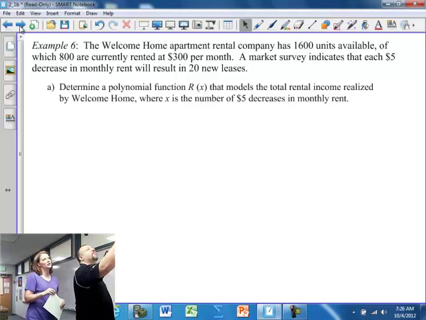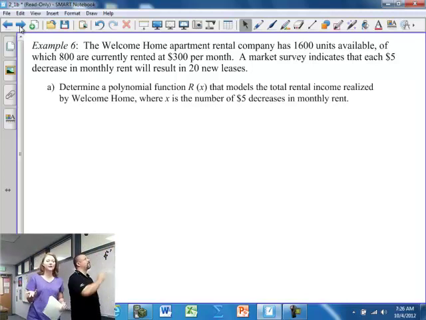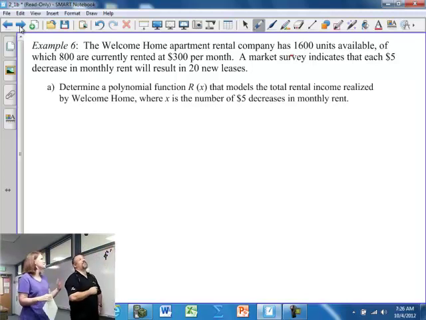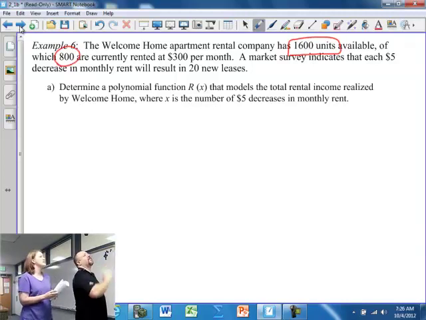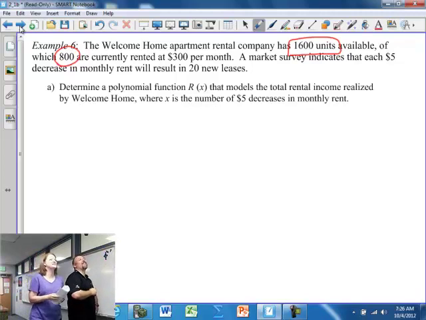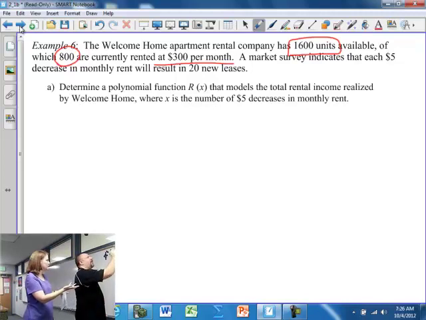We have an apartment rental company, and it has 1,600 units available. 800 of them are already rented, and they're rented for $300 a month. It's already a small apartment if it's $300 a month. This is a long time ago. So the market survey indicates that if you decrease the price, what will happen?